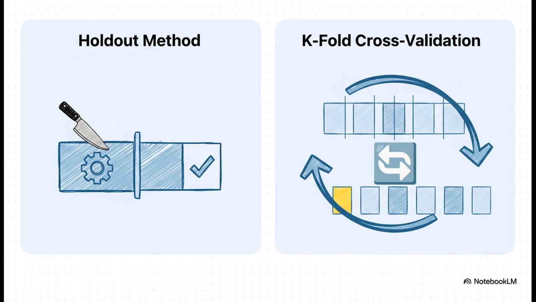Then you have k-fold cross-validation. This is the more, let's say, by-the-book rigorous professor. You split the data into multiple sections, or folds, and test on each one, then average the scores. It takes more work, but the final grade you get is much, much more reliable.